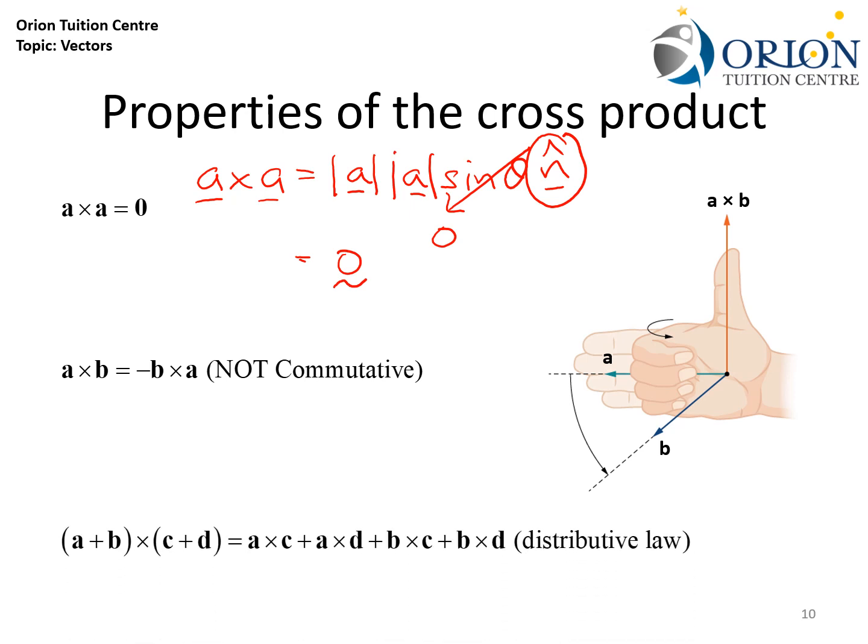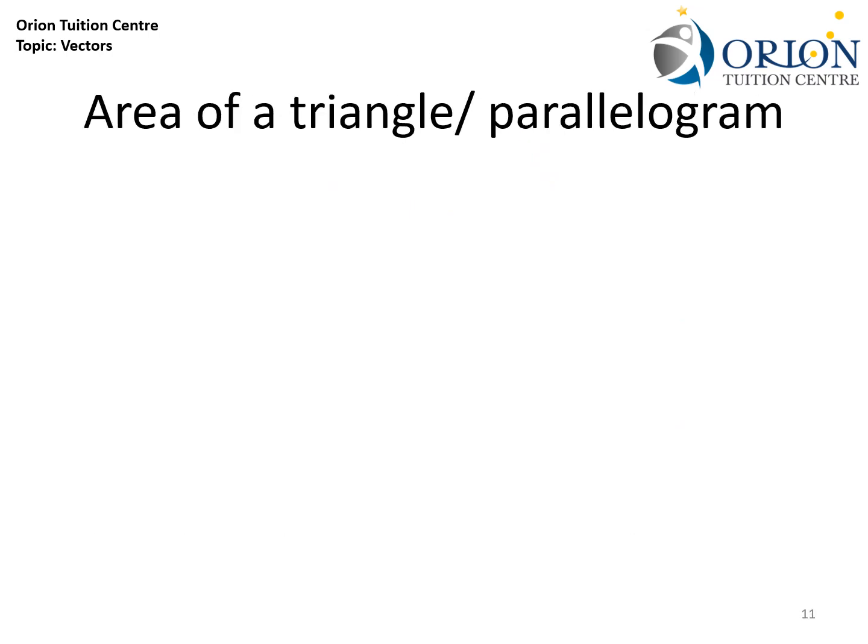Number 3, the cross product follows distributive laws, which means that we can expand brackets like in normal algebra. One useful application of the cross product is that we can use it to find out the area of a triangle or a parallelogram if we know the two vectors that make up these shapes.